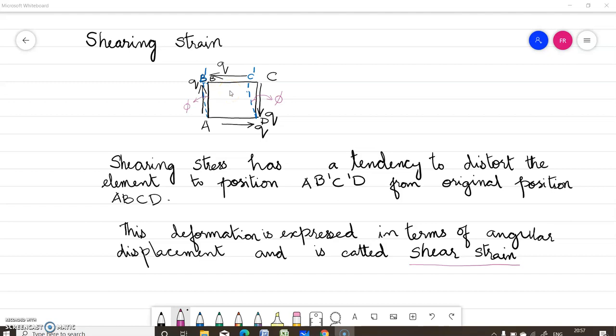So here we can write tan phi is equal to the opposite side BB dash divided by the adjacent side, that is AB. Since this phi is very small, we can write phi equal to BB dash divided by AB. So this phi is known as the shearing strain.